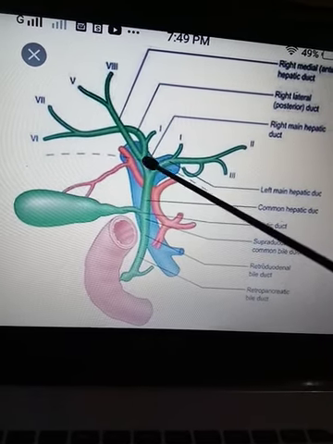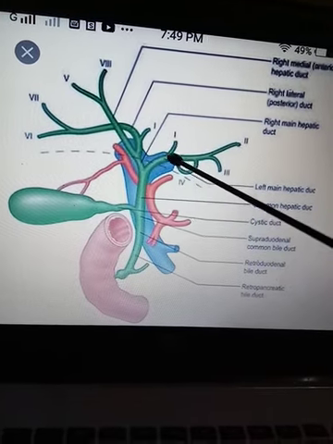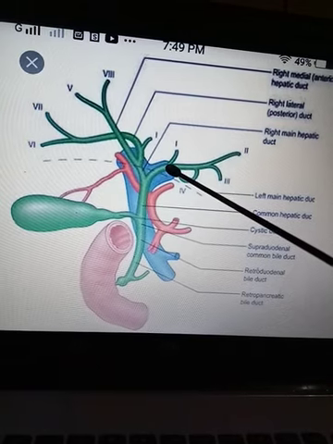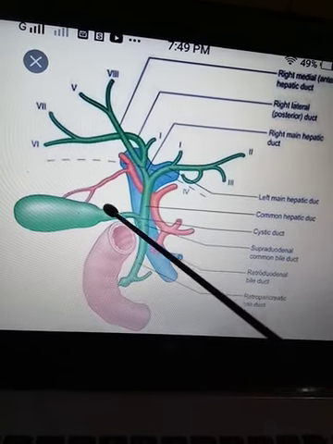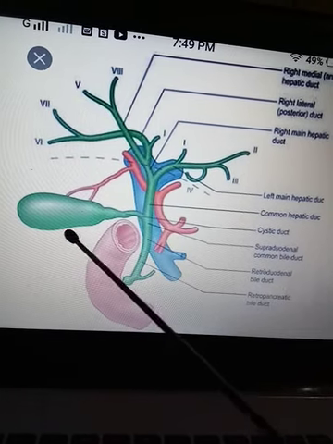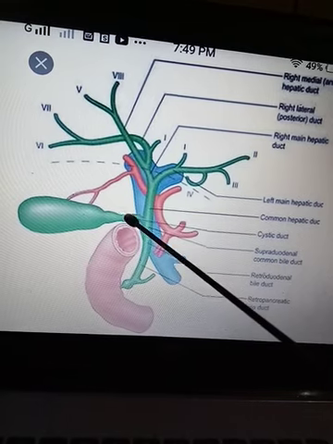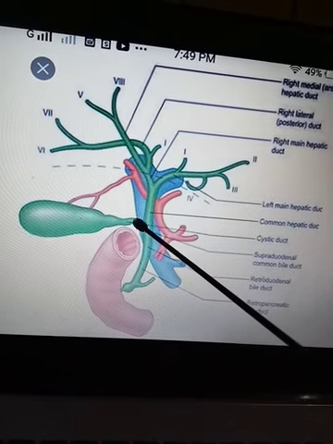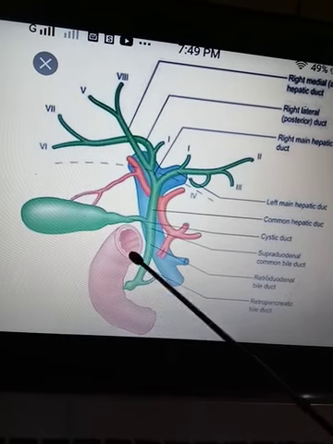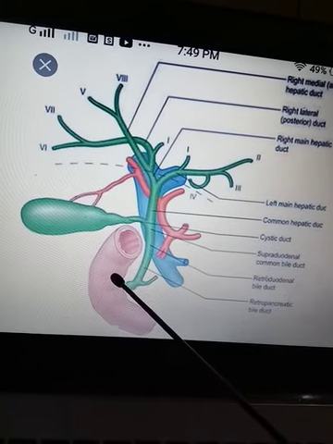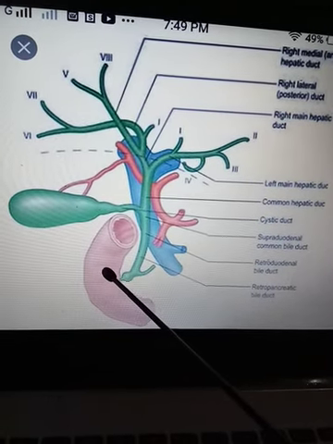These structures I will enumerate again. You have the right main hepatic duct, you have the left main hepatic duct, then they join to form the common hepatic duct. Here you have the gallbladder and its duct, the cystic duct, which is the duct of the gallbladder. The common hepatic duct and the cystic duct join to form the bile duct, and finally the bile goes into the second part of the duodenum.